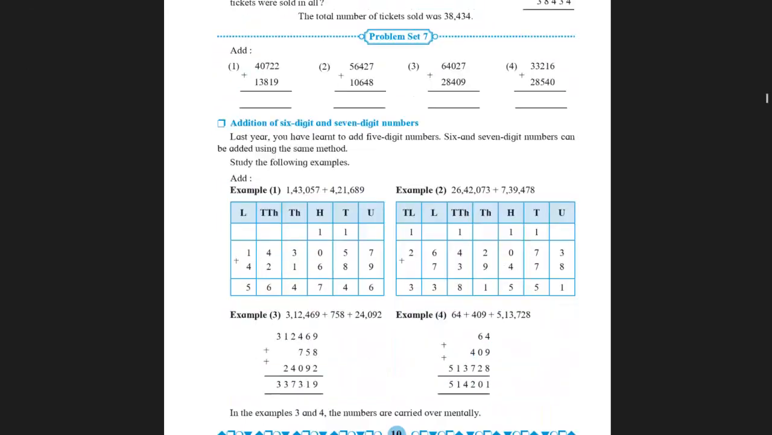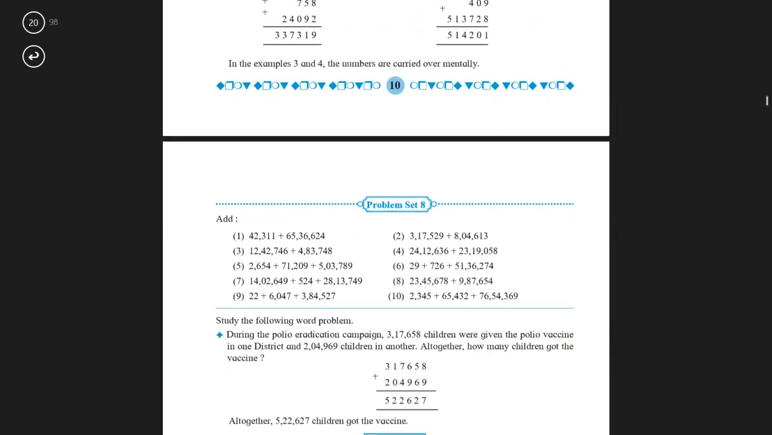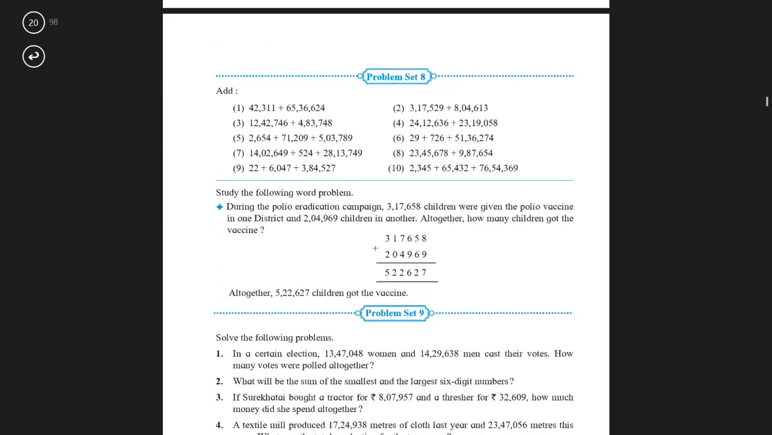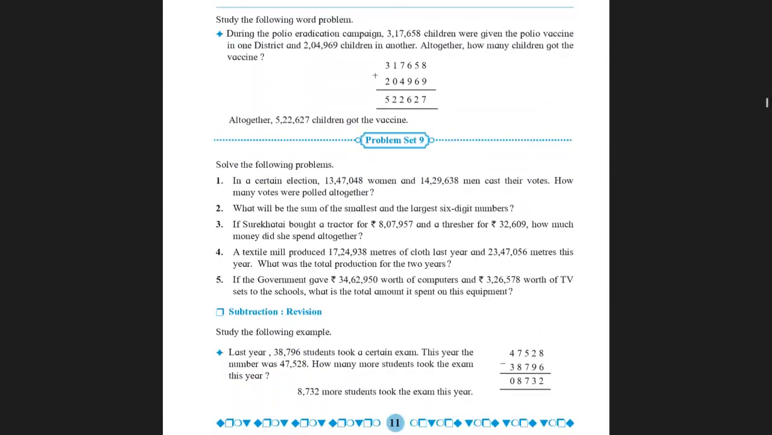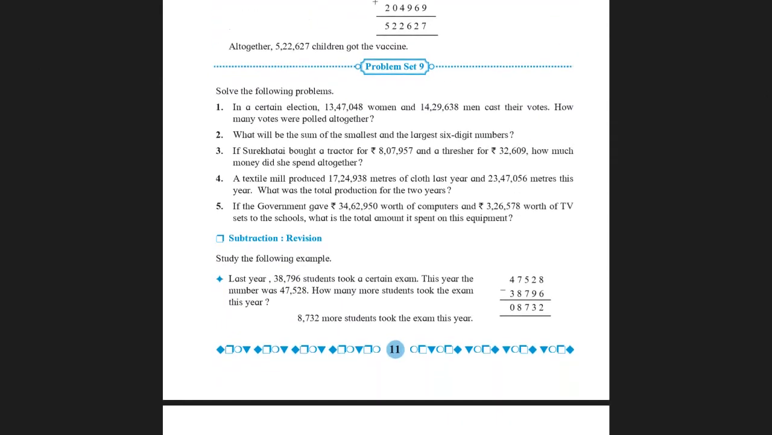Next, go to problem set 8. Now, in problem set 8, question number 5, 6 and 9. Cross out question numbers 5, 6 and 9. So these are the 3 questions not there from problem set 8. Now go to problem set 9. In problem set 9, question numbers 4 and 5 are not there. So put a cross mark against question numbers 4 and 5. Okay.